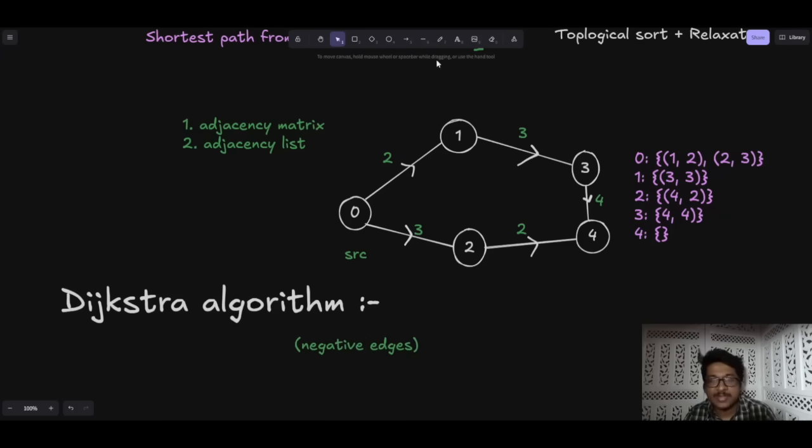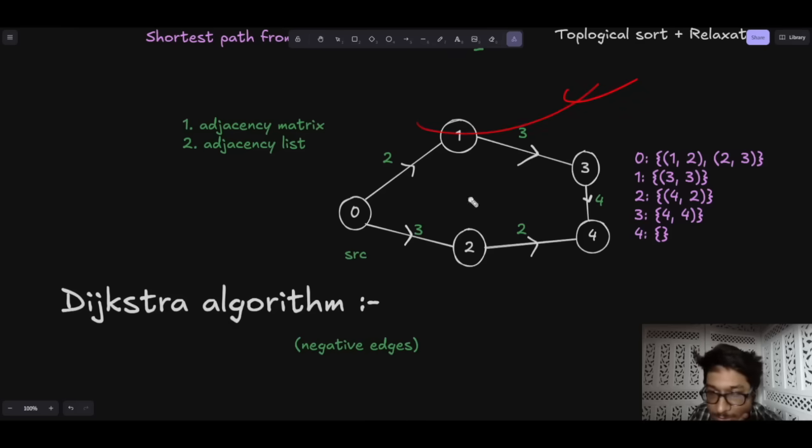Okay, negative edges means these edges, right? 2, 3, 2, 4, they are all positive. If in case it was negative, then this algorithm would have failed. But we don't need to worry about it. So Dijkstra's algorithm will work for directed as well as undirected graphs, right? Great. But this is the adjacency list representation. We have the adjacency matrix representation and the adjacency list representation. We're going to go ahead with the adjacency list representation. If you don't know any of this, please watch some videos. For now, I'll continue with this. Okay, so what does this mean?